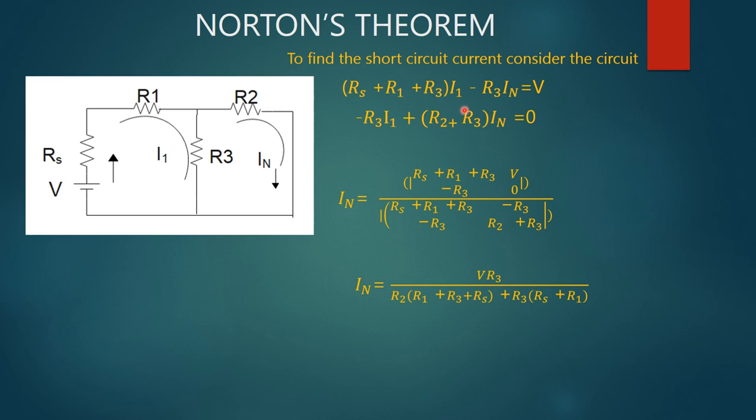and we find IN by solving these two equations, which is given by IN equals the determinant with rows (RS plus R1 plus R3, V) and (minus R3, 0), divided by the determinant with rows (RS plus R1 plus R3, minus R3) and (minus R3, R2 plus R3). You solve this determinant and find IN is equal to V R3 divided by R2 into (R1 plus R3) plus (RS plus R3) into (RS plus R1).